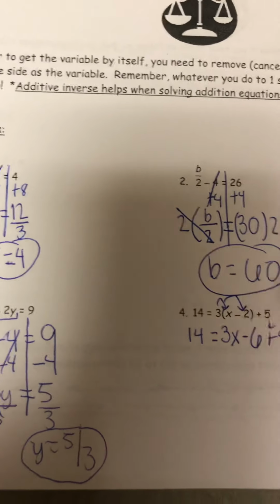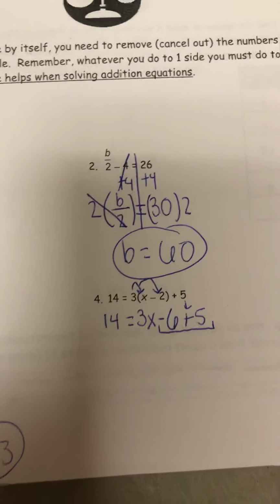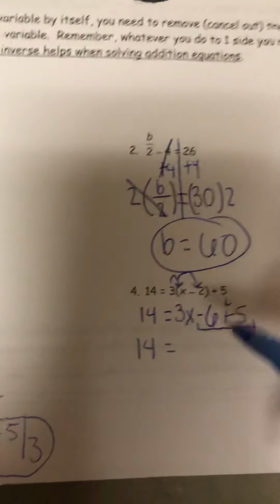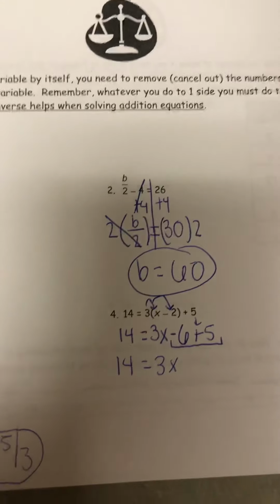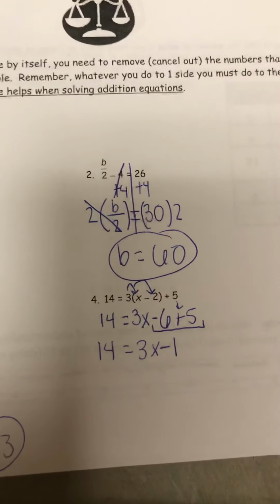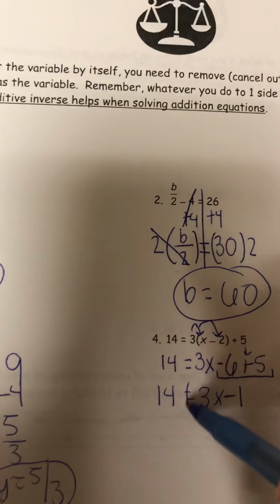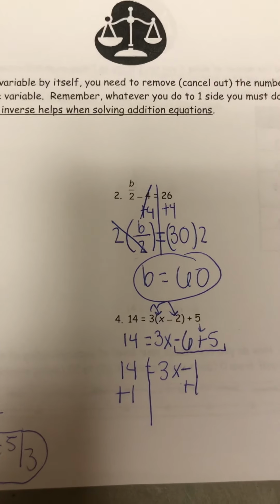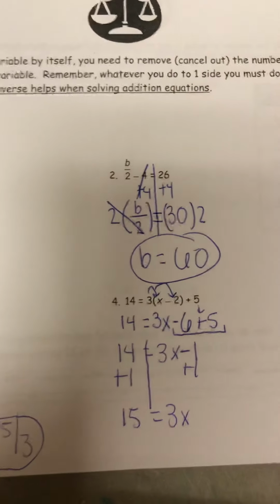Now, looking at this problem, I can combine like terms. I have 2 constants, or 2 numbers. So I have 14 is equal to 3x, and then if I have negative 6 plus 5, I really have negative 1. Again, I want x all by itself, so in order to do that, I'm going to add 1 to both sides. I get 15 is equal to 3x.